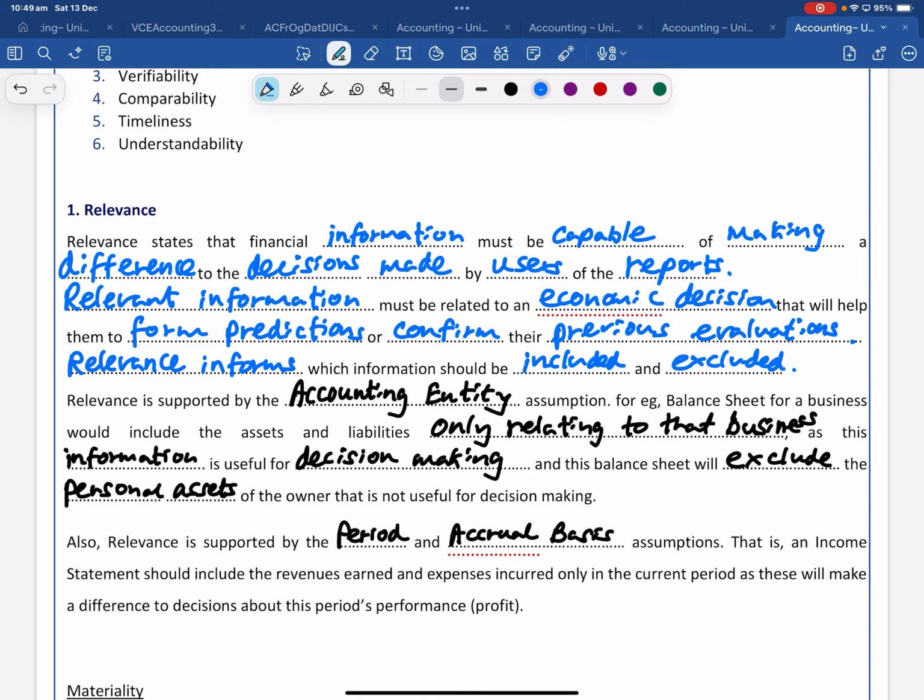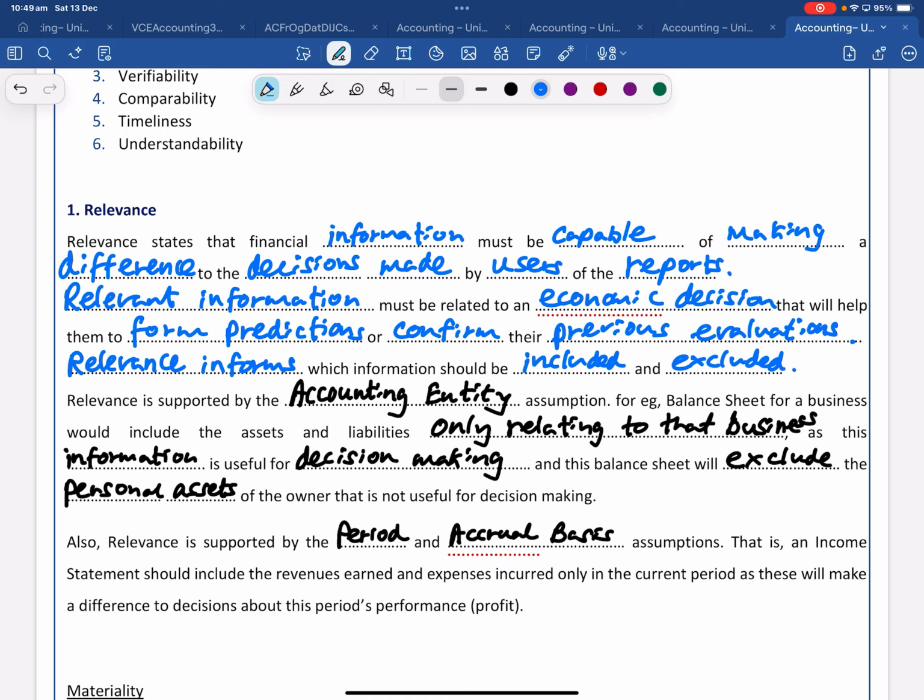Then on the other hand, guys, relevance informs which information should be included and excluded, right? It will figure out what information should be included in the reports and what shouldn't be included, or that should be excluded.